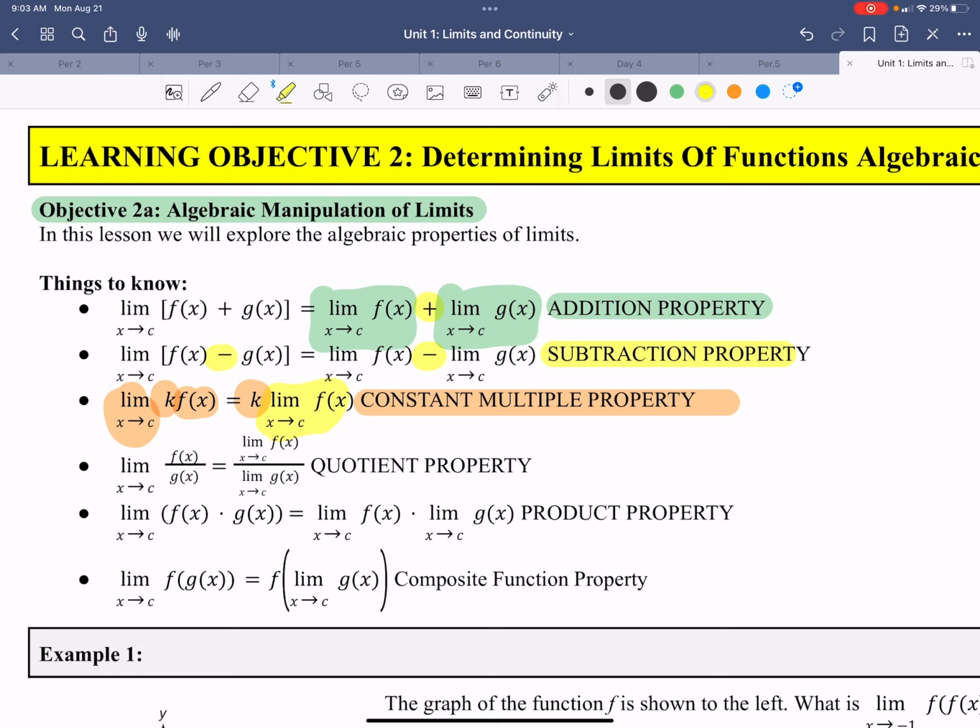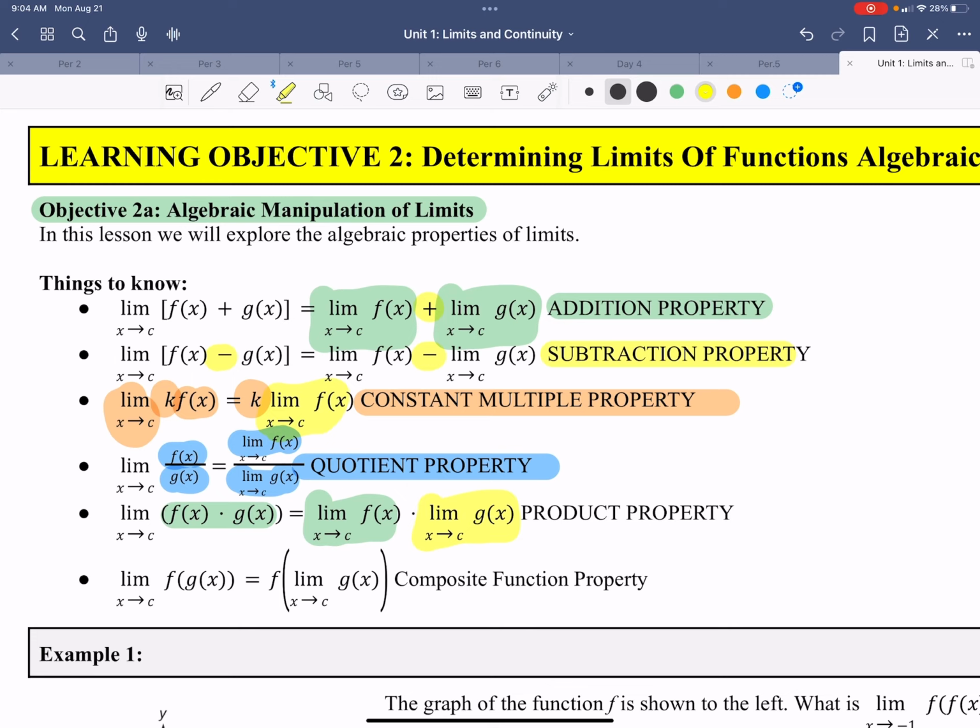It's pretty easy. When you have the limit of a fraction, you put the limit on top and you put the limit on bottom. That's called the quotient property. When you have the limit of multiplication, f of x times g of x, you do the limit as x approaches c of f of x times the limit as x approaches c of g of x. So you separate and apply the limit to both.